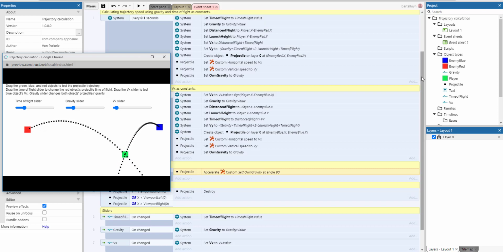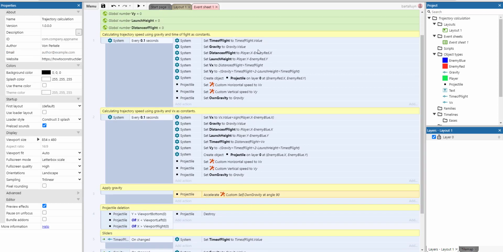And this is actually done using these calculations here. And let's start with the red enemy. And as you remember, with the red enemy we have two variables we can determine. We have the time of flight, the time it takes for the projectile to go from the red enemy towards the player, and we have the gravity, these two are a given. The first thing we do is we calculate the distance of the flight, which is the horizontal distance from the player to the enemy. And this is what's calculated here. So player x minus enemy red x is the distance of the flight.